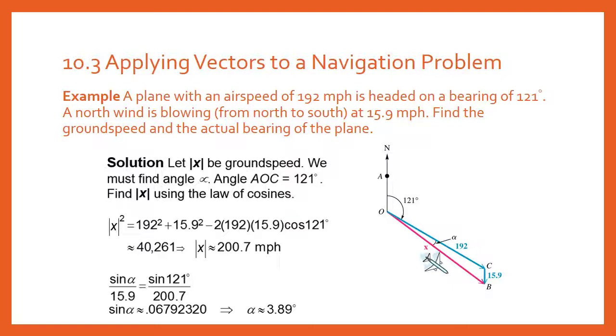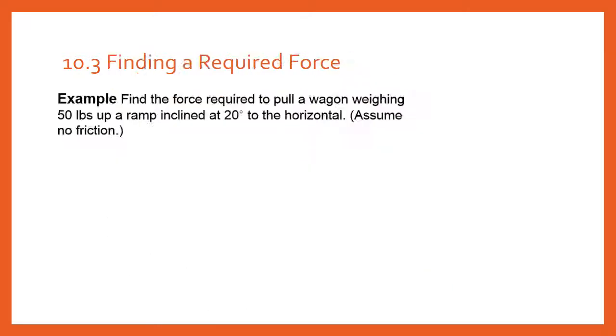miles per hour. So even though the pilot's got the plane set at 192 miles per hour, and as far as the plane itself is concerned, that's how fast it's going, because of the wind it is actually going 200.7 miles per hour. Now we need to find alpha. So we're going to use the law of sines, and when we use the law of sines, we discover that alpha is 3.89 degrees. So the bearing of the plane, you actually need to add that. It's 121 plus 3.89 degrees, which is going to give you 124.